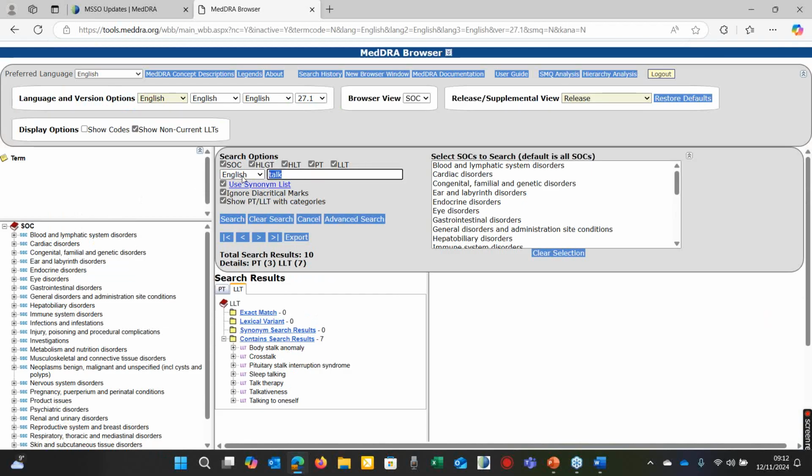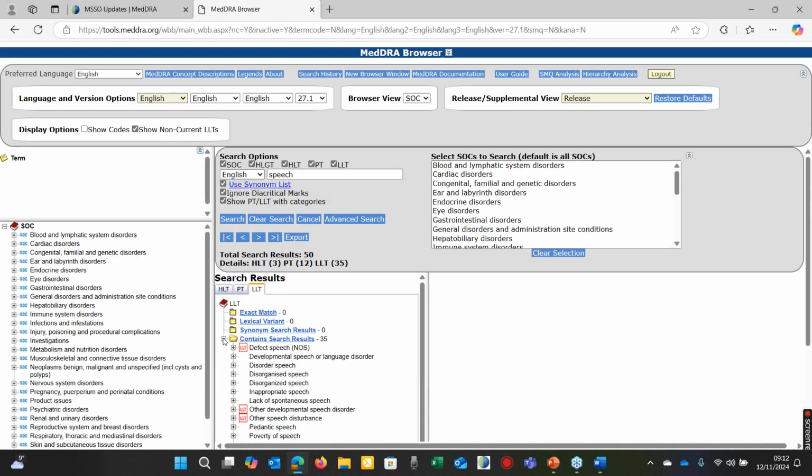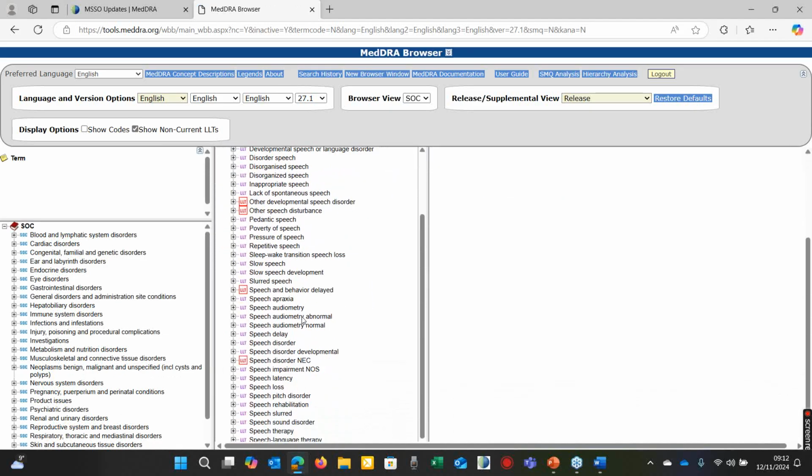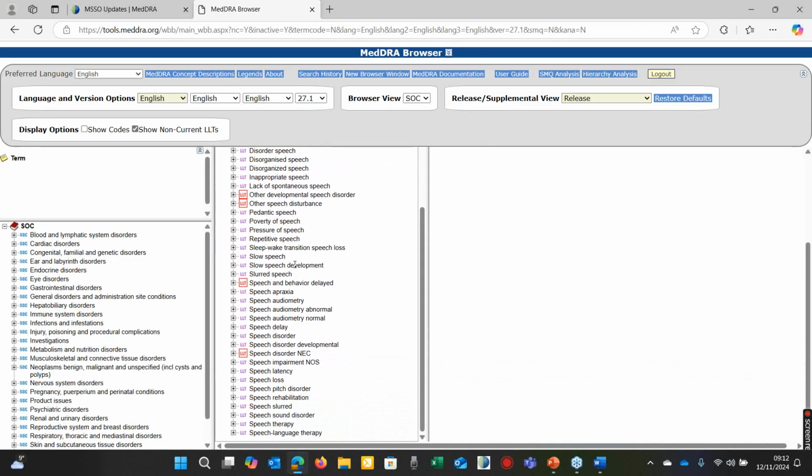So I'm now going to think about a synonym. That's our next step when we're coding. Looking for a term, speech disorders. So what do we have in speech? We've got disorder of speech, disorganized speech, poverty, pressure. Again, very specific, which we haven't been told about. Is their speech slurred? Is their speech delayed? They've got a difficulty.